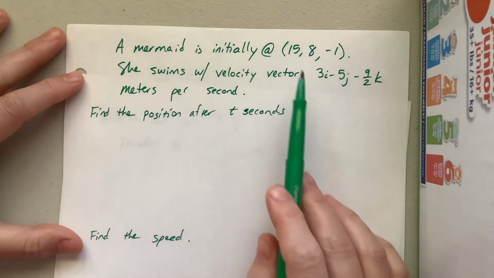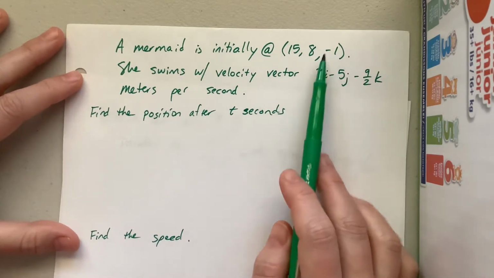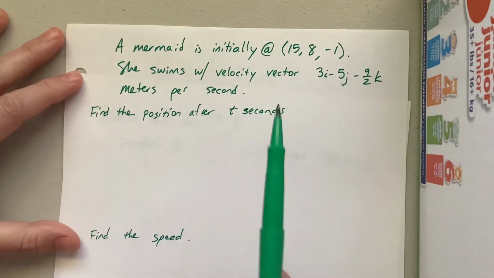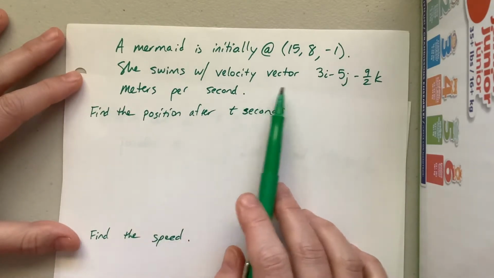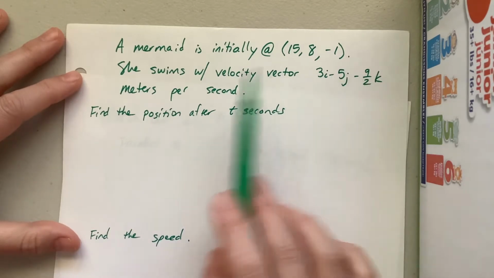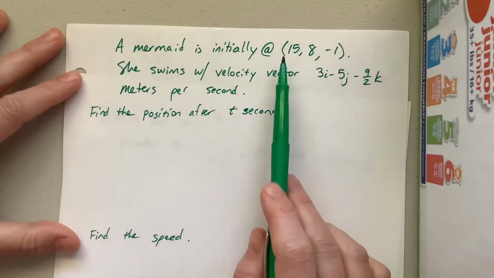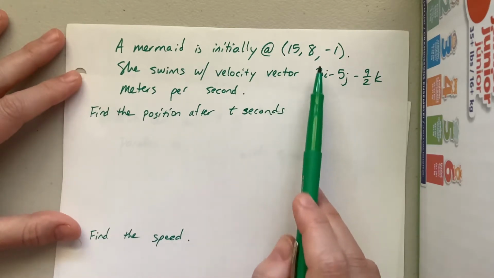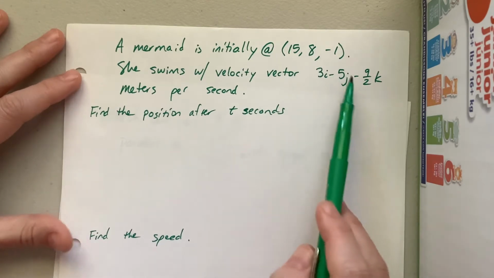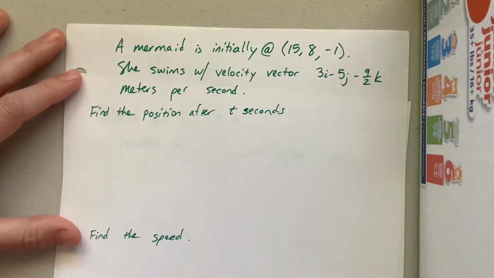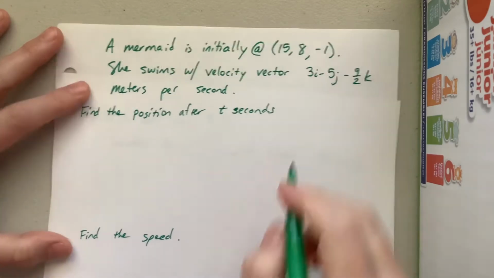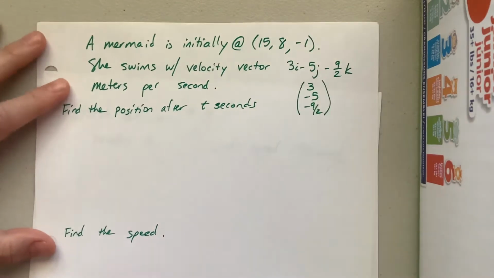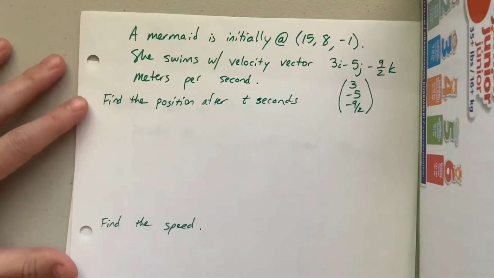It says a mermaid is initially at a particular point, and notice they've got her underneath the water there. So there's her x-coordinate, her y-coordinate, and her z is -1. She swims at a velocity vector of this, that many meters per second. So she started at 15, and then she travels 3 units in the x direction. She goes -5 in the y, and then -9/2 in the z. Sometimes it's helpful to write it this way instead. It says find the position after t seconds.